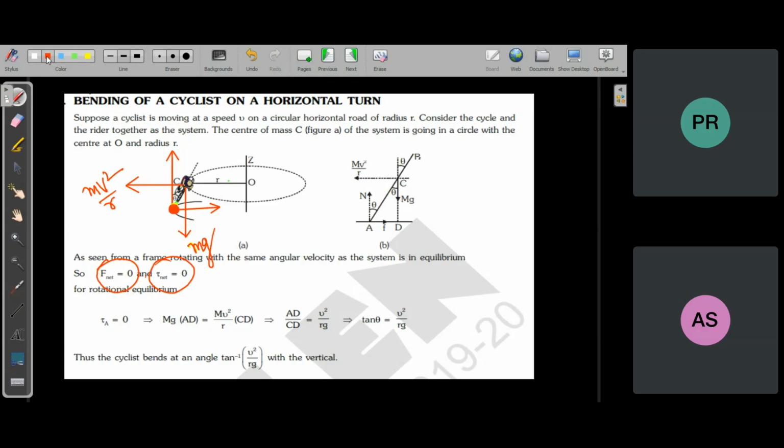Why are we balancing? Because you can see that the torque due to mv square by r is trying to rotate the cycle in this direction, whereas torque due to mg will try to rotate it in this direction. They are in opposite directions. But the cycle is not rotating, which means their torques must be equal in magnitude. So just equate their torques, and you get this condition.